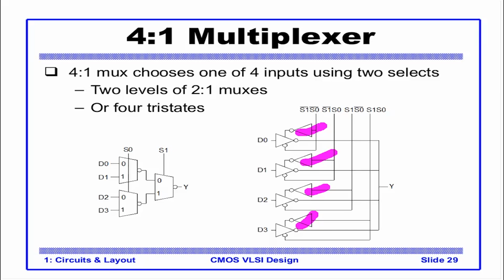Okay. So we see that a circuit which has a comparatively bigger Boolean expression for a 4:1 mux is in implementation actually not a very big circuit. It's just 4 tri-state inverters all connected to Y. This is the power of tri-state inverters in construction of muxes.